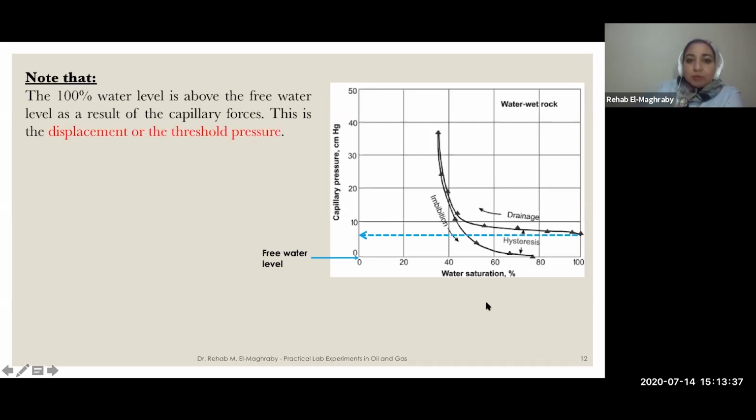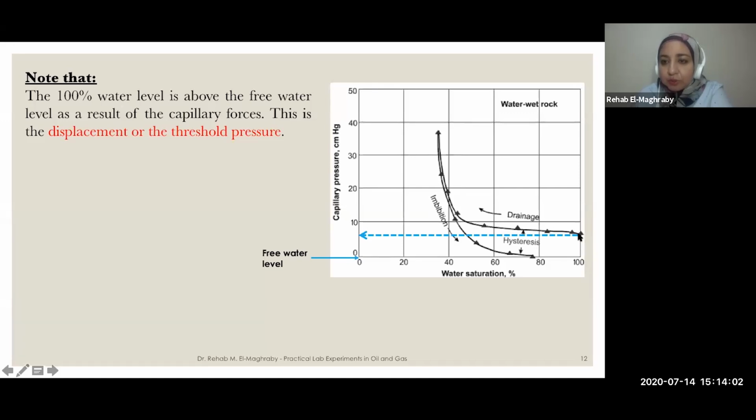So there are two expressions here that I want to show you in this curve. What is the threshold pressure? I told you before, this is the minimum pressure for the oil to start invading. As you increase the capillary pressure in your experiment, you will not find any change in the water saturation until you reach the threshold pressure.